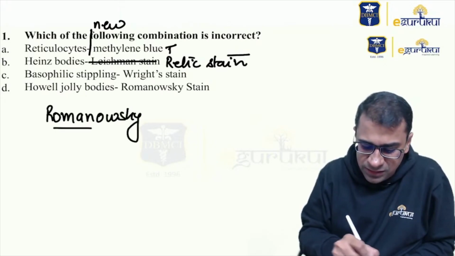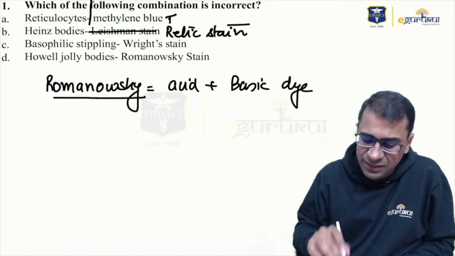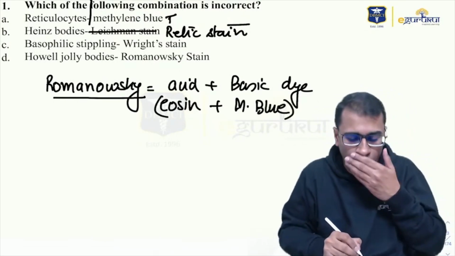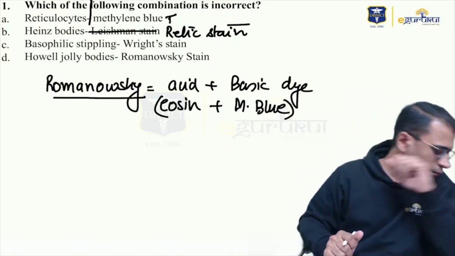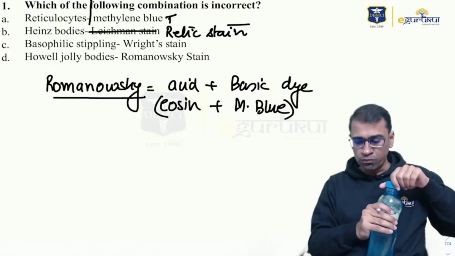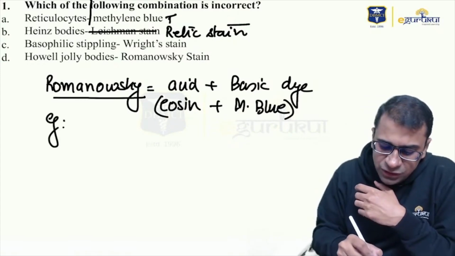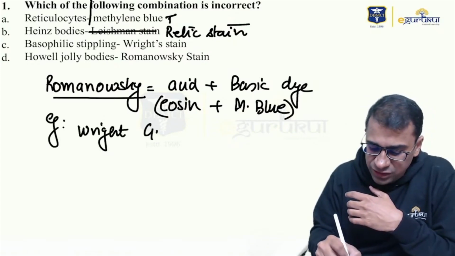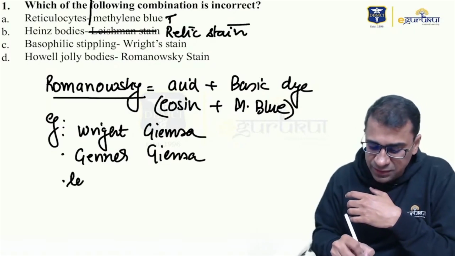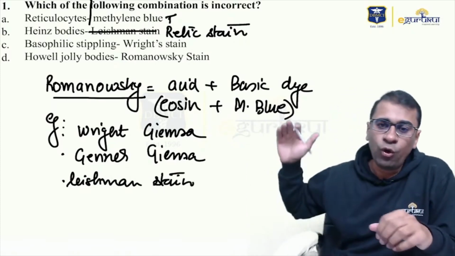Romanowsky stain is. See, Romanowsky stain is a combination of an acidic plus a basic dye. The acidic dye and basic dye means it's a combination of eosin and methylene blue. So basically, the examples of Romanowsky stain are Wright stain and Wright-Giemsa. You can also name them as Jenner-Giemsa. The other example of this is Leishman stain. Leishman stain is one more example. So all of these stains are examples of Romanowsky stain, and all of them are used in general hematology.